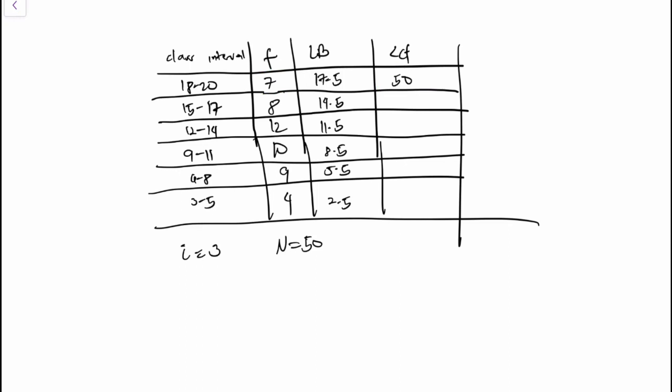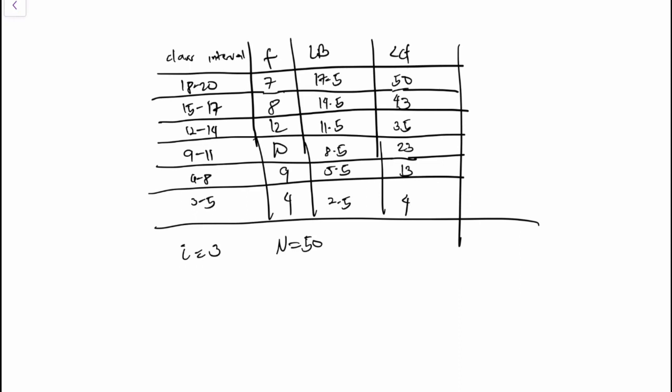So 50 minus 7 is equal to 43. Then 43 minus 8 is equal to 35. And then 35 minus 12, that is 23. And then 23 minus 10, that is 13. And 13 minus 9 is 4.